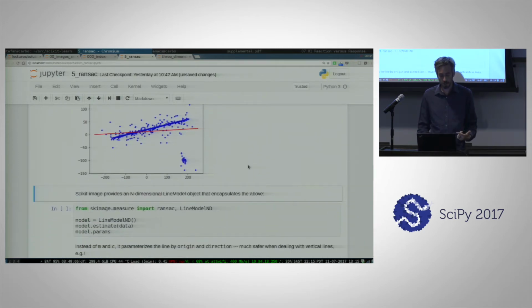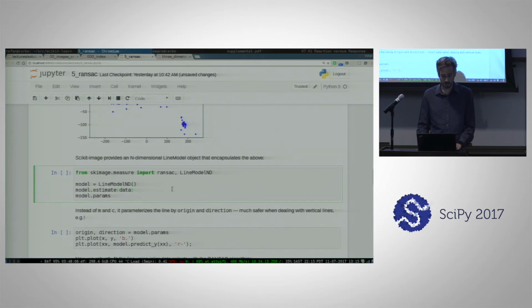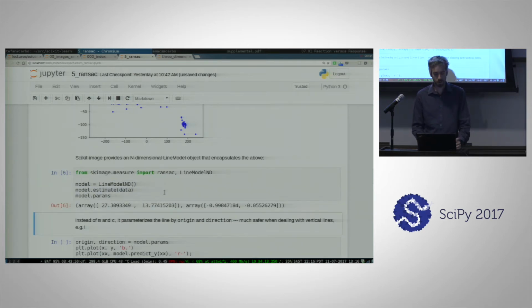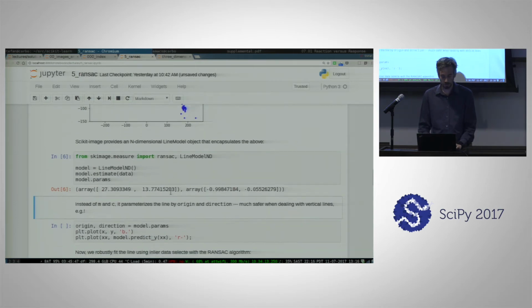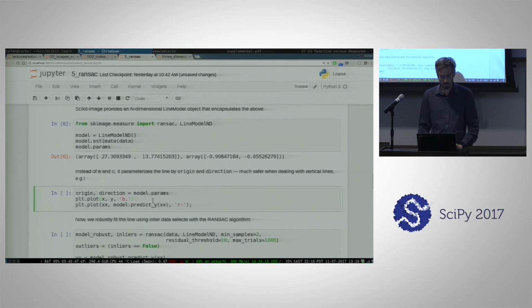So let me show you that the line model does essentially the same thing I just did with least squares. From skimage.measure, I import this LineModelND, and I construct the line model. I estimate the parameters of the model on my data, and when I look at the parameters, it has some parameters that represent the line. In this case, it's a begin and an end point, and if you put a line through that, you get a line. So let's plot that.